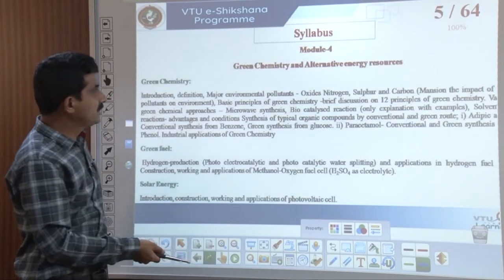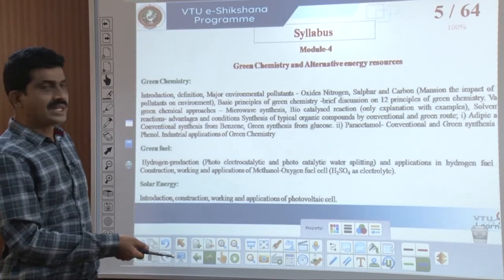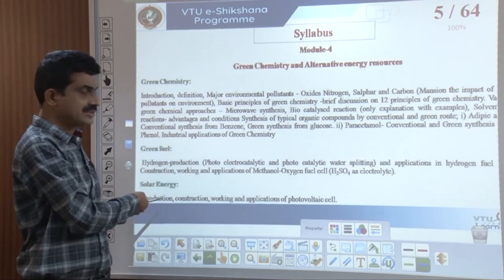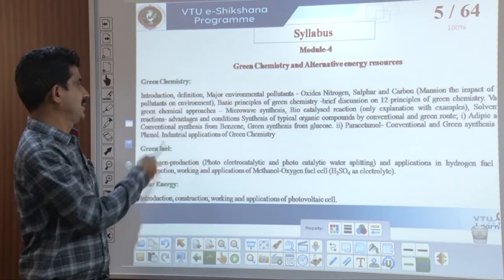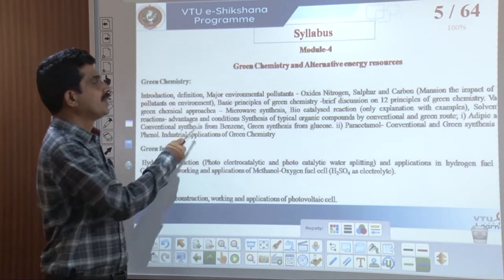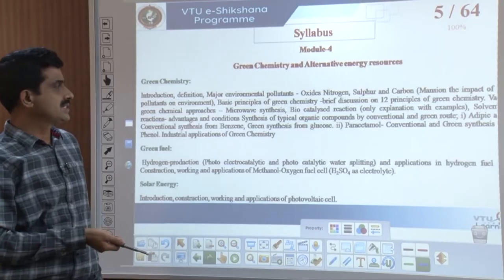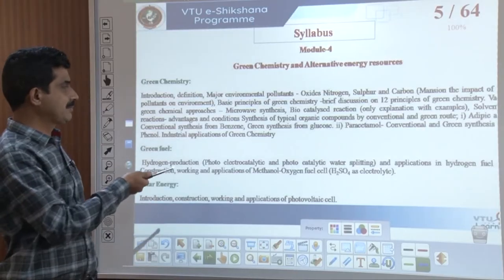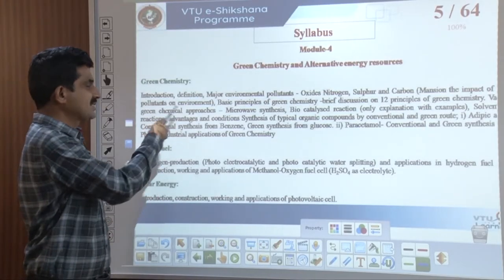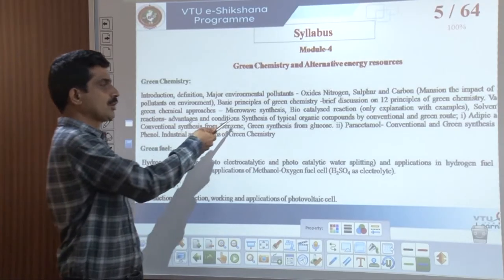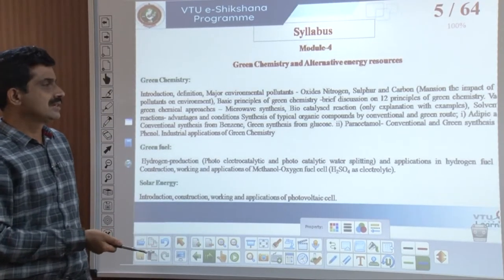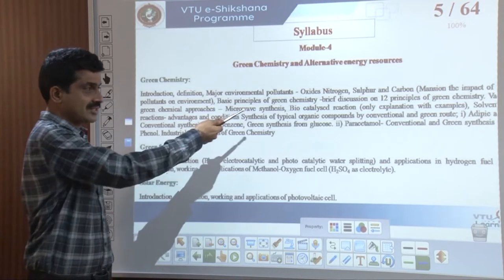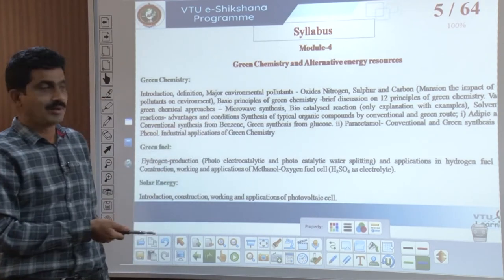Then module 4 is on green chemistry. There are 3 chapters in module 4, green chemistry, green fuels and solar energy, starting from the meaning of green chemistry, then what are the major environmental pollutants, then the basic principles. There are 12 principles, all the principles we will be learning in this chapter. Then various green chemical approaches, microwave synthesis, biocatalyzed reaction and solvent free reactions, their advantages, the advantages of solvent free reactions and conditions we will be learning in this module.